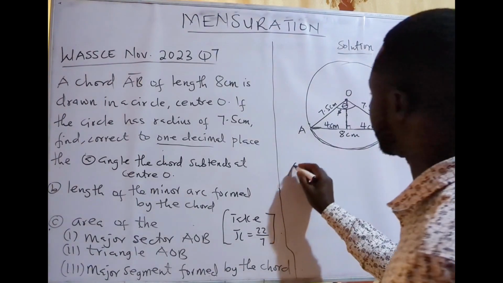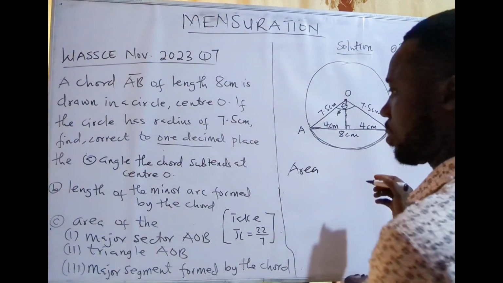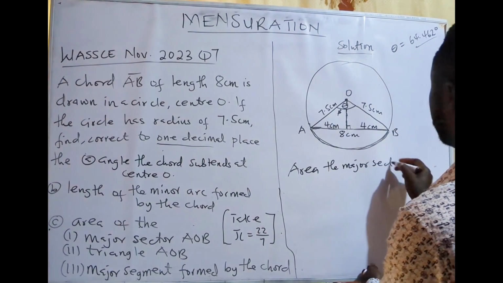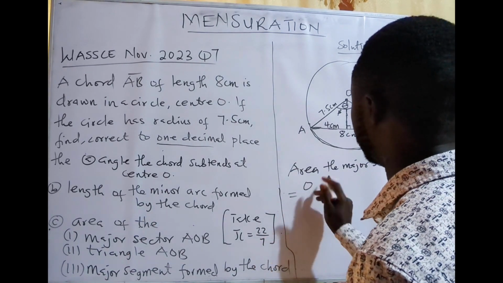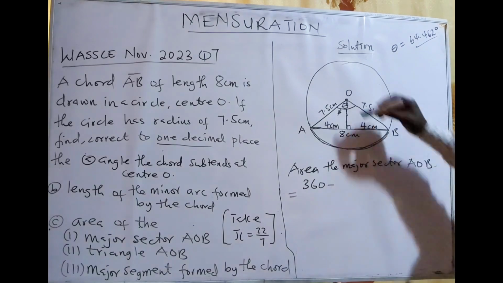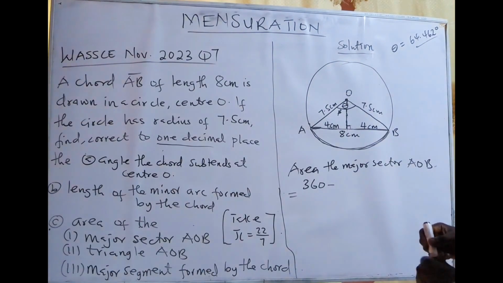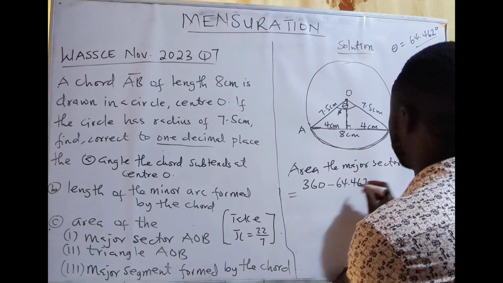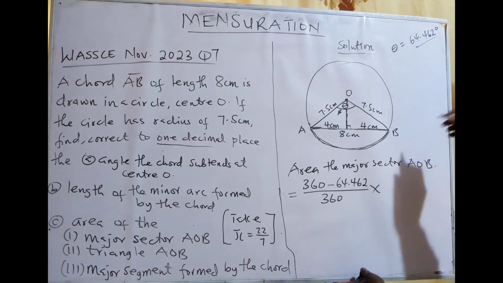So the area of the major sector AOB is what? 360 minus, because the major sector is here, so we need the angle here as it was shown. Okay, so 360 minus 64.462 divided by 360 times pi r squared.